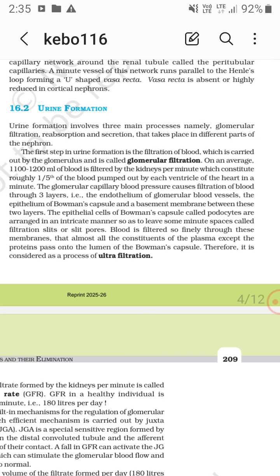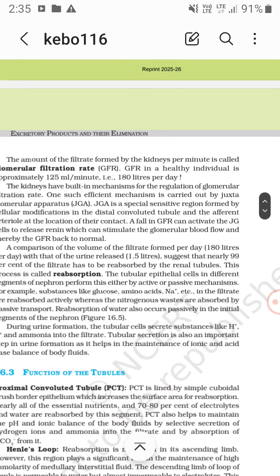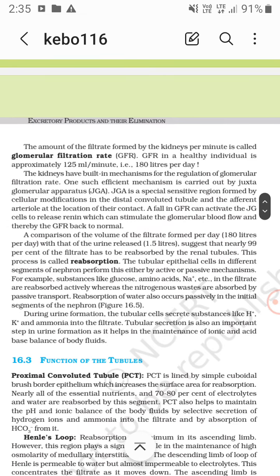Now blood is filtered so finely through these membranes that almost all the constituents of the plasma except the proteins pass into the lumen of the Bowman's capsule. Therefore it is considered a process of ultrafiltration, right? Now GFR is 180 liters per day, but in a healthy individual it is 125 ml per minute, right? By both the kidneys. Now the kidneys have a built-in mechanism for regulation of glomerular filtration rate.